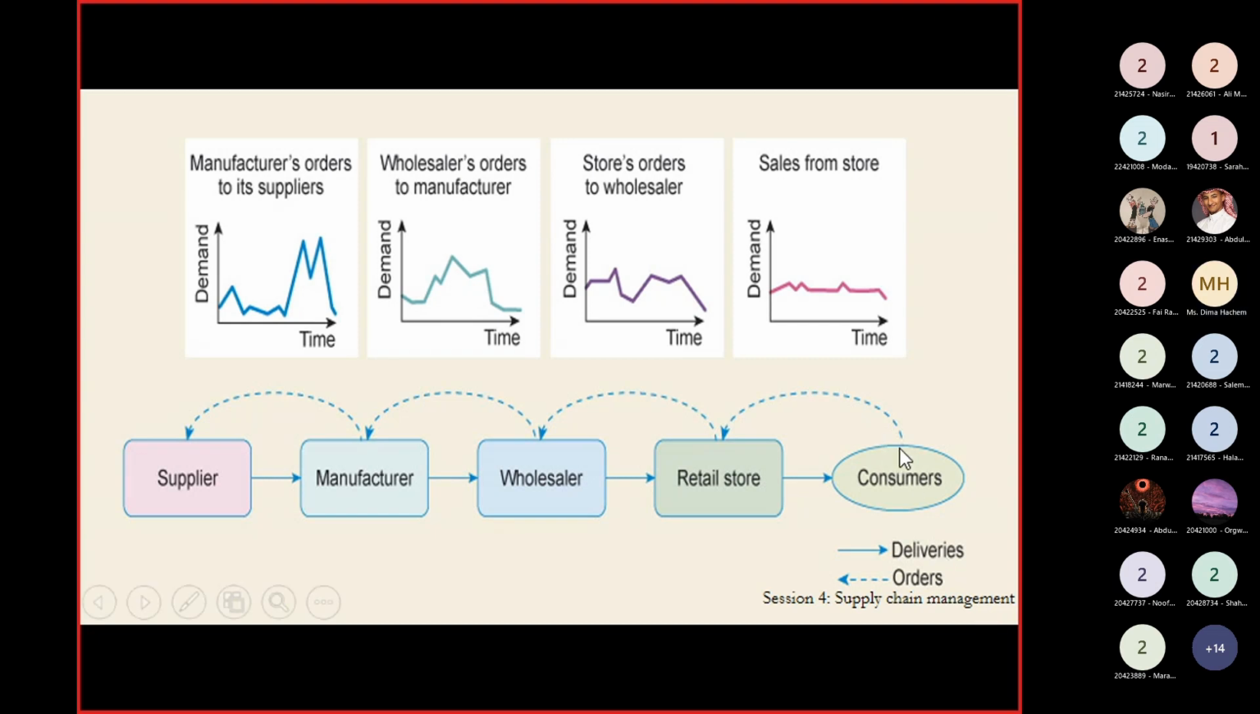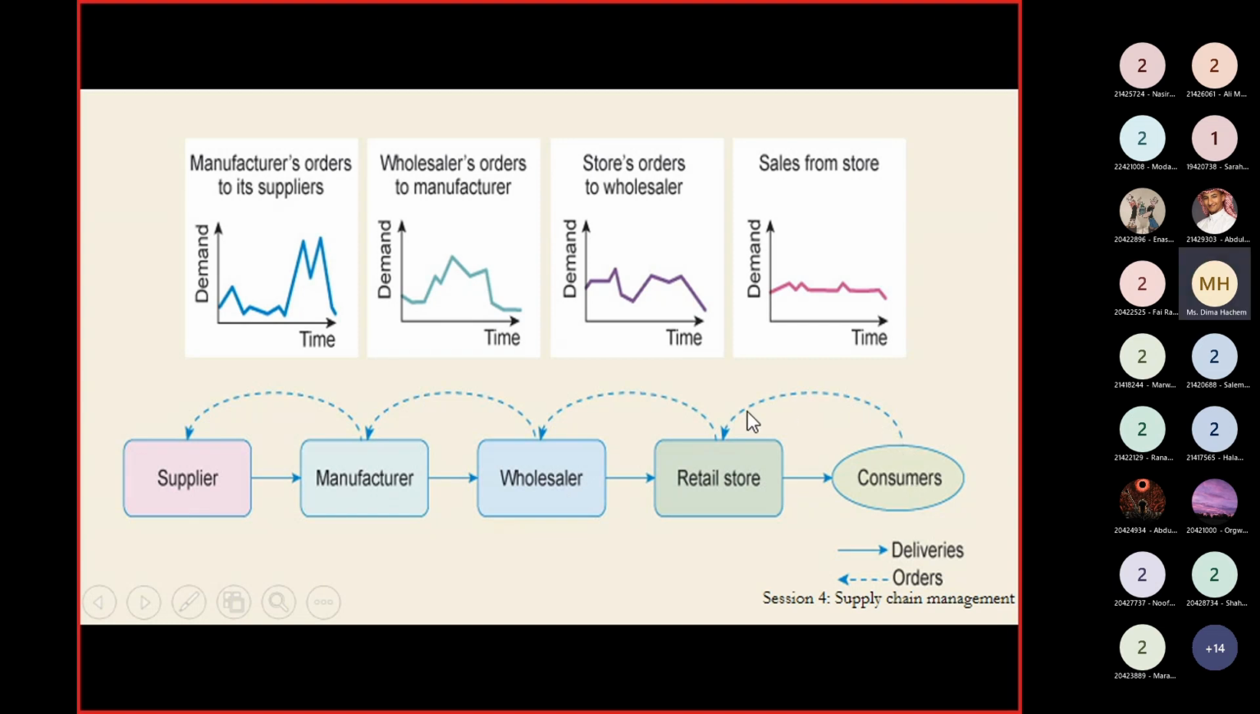So notice that in this supply chain here, when you have a solid line, this means the transportation of goods, the transportation of products. Products go from supplier to manufacturer to wholesaler to retail store to the consumer.